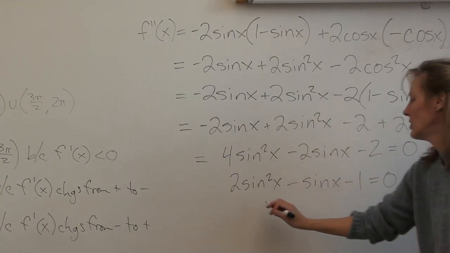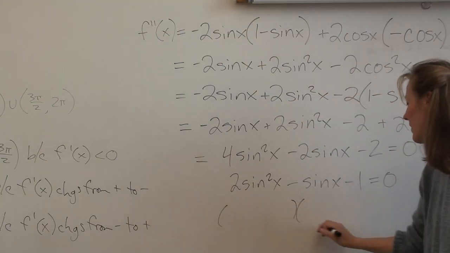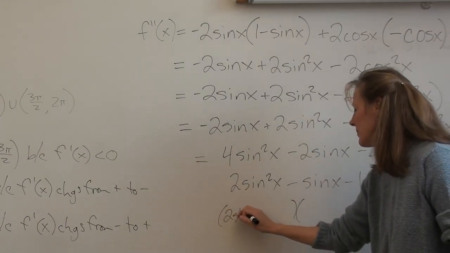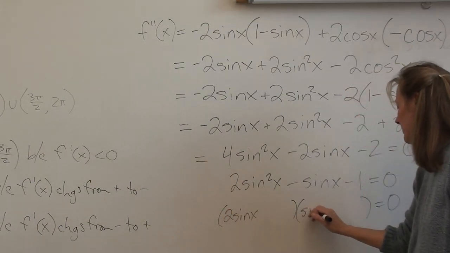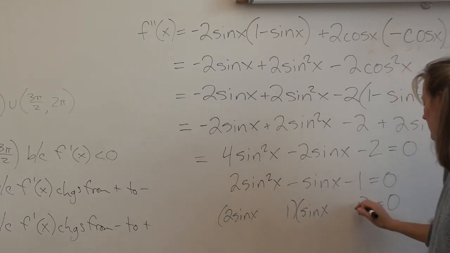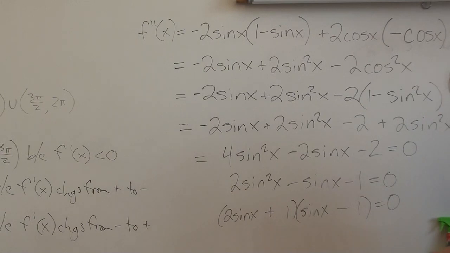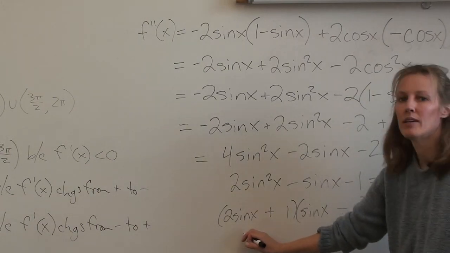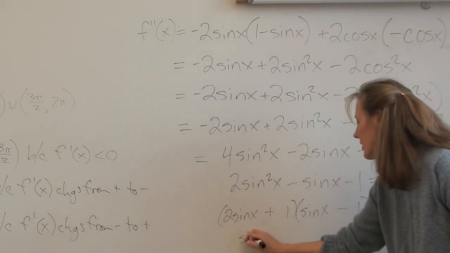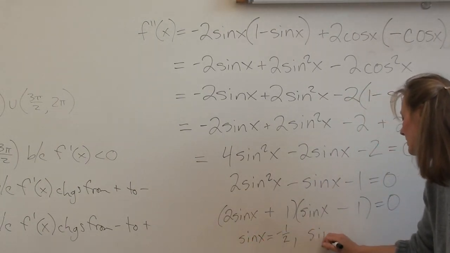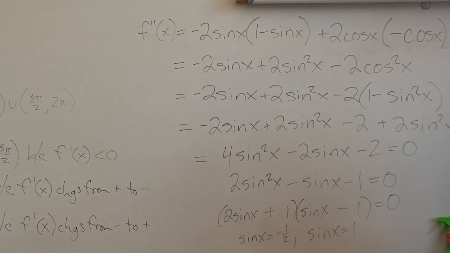Now we have a very simple trinomial to factor. So we get 2 sine and sine, and we know we have a 1 and a 1. We want a negative, so we need a minus there and a plus there. So we end up with sine x equals negative 1/2, or sine x equals 1.